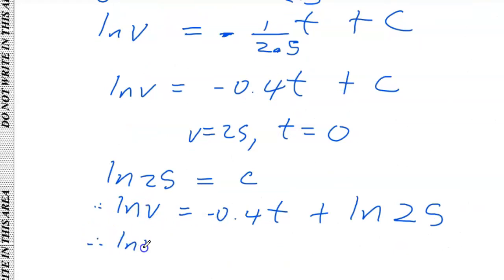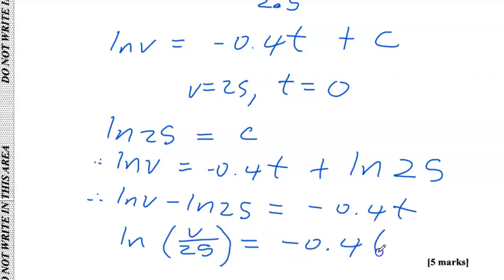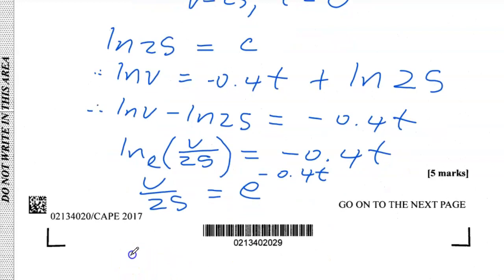This would mean that ln v minus ln 25 is equal to minus 0.4 t, and we can combine these logs. So ln v upon 25 is equal to minus 0.4 t, which means that v upon 25 is equal to e, my ln is base e, right? So e to the minus 0.4 t, and if you multiply both sides by 25, it means that v is equal to 25 e to the minus 0.4 t.